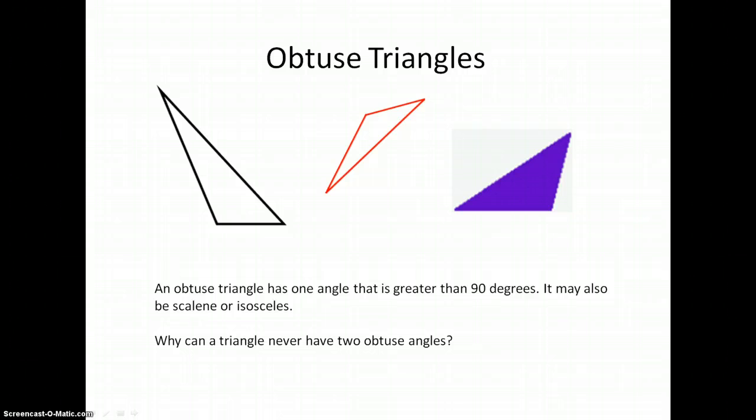Obtuse triangles have one angle that is greater than 90 degrees. They may be scalene or isosceles triangles, but the angle at least has one that's larger than 90. Why can a triangle never have 2 obtuse angles?